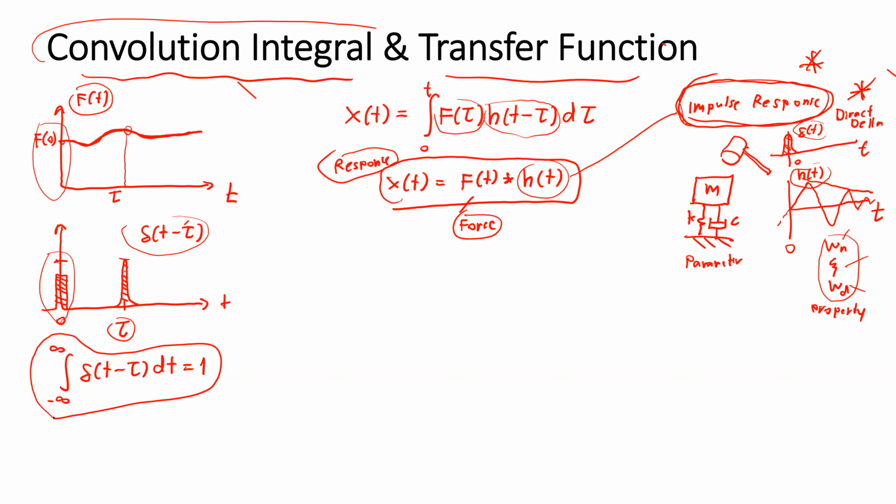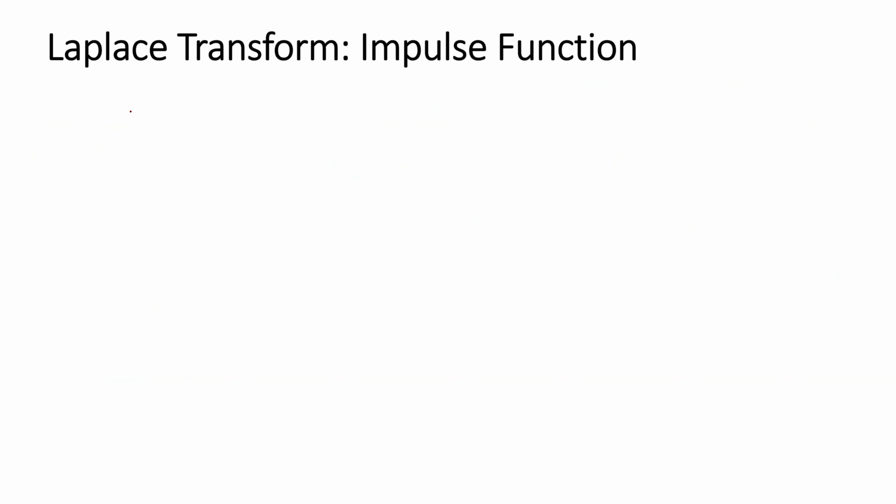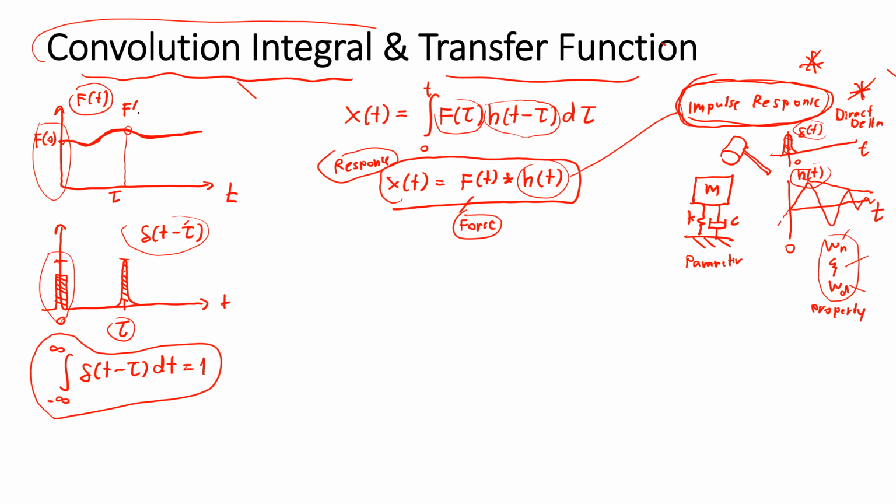But at that point of time, if the value of the function at the time tau is not equal to 1, the impulse response due to the force with a magnitude not equal to 1 is going to be the same shape as the vibration of the impulse response, but just multiplied by something that changes the magnitude.